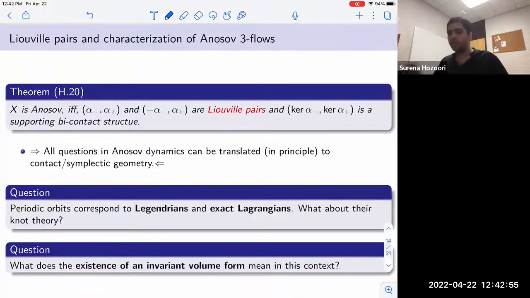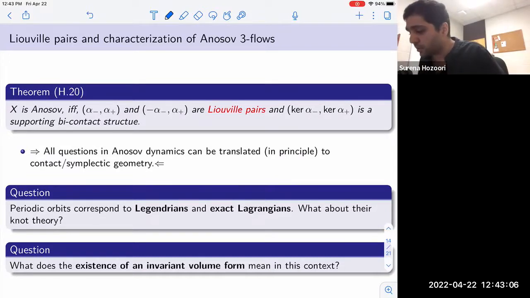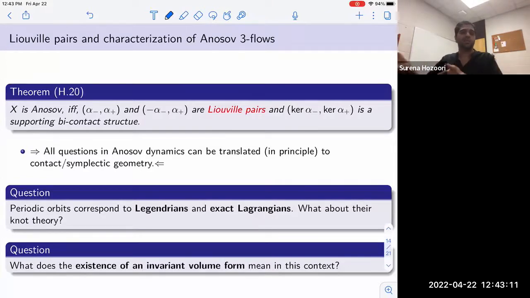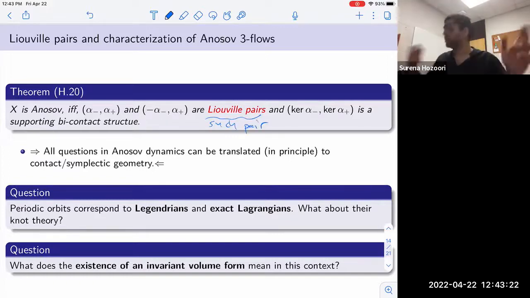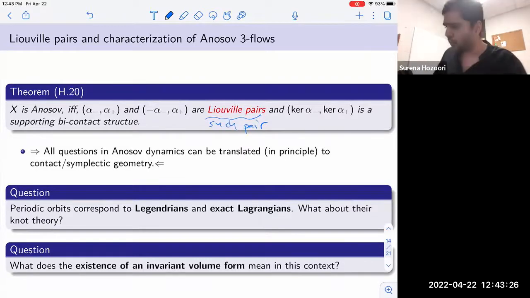So if I want to summarize that, I can say that this X is Anosov if you have two Liouville pairs, one of them alpha minus and alpha plus, the other one minus alpha minus and alpha plus. And the kernel of these two contact forms is a supporting bicontact structure for my flow. I'm defining such pairs as Liouville pairs, pairs whose linear interpolation gives you a Liouville form.